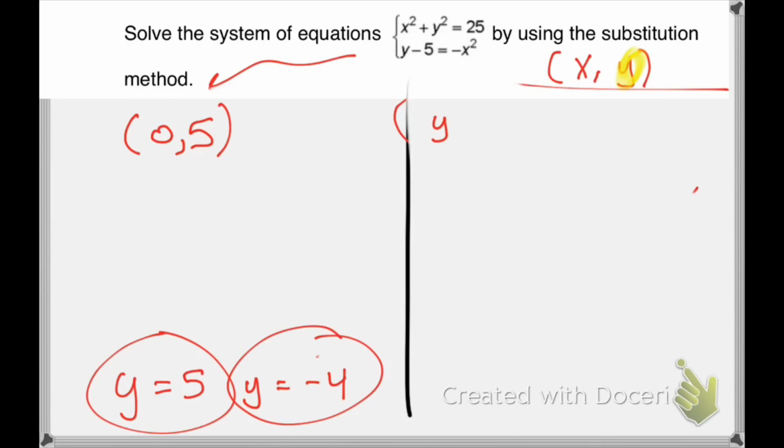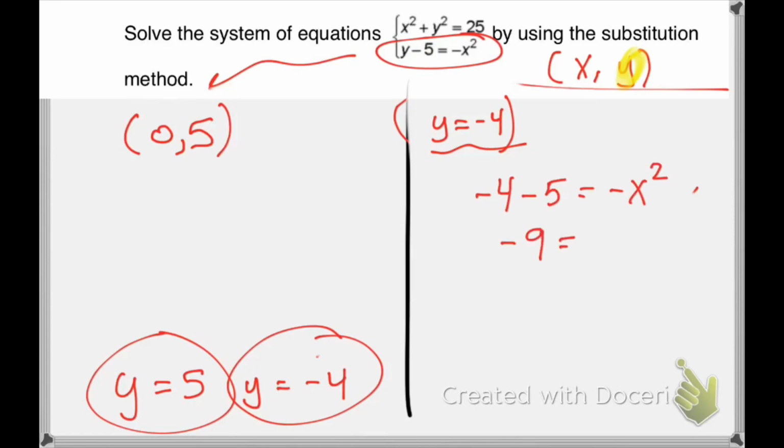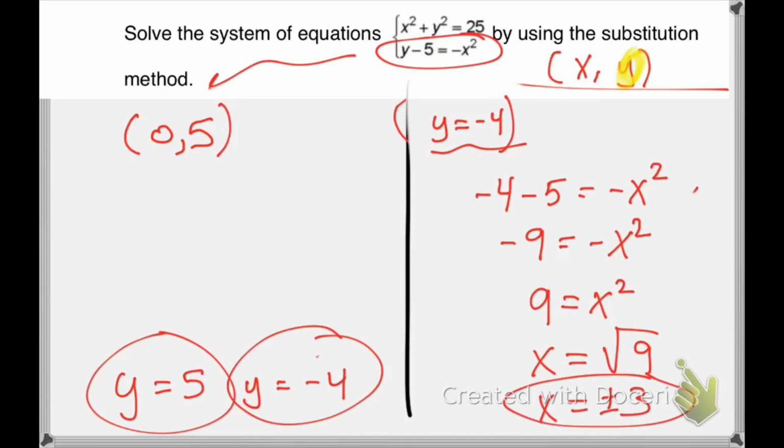So if y equals negative 4, let's plug this into, I'm going to use this equation again. Negative 4 minus 5 equals negative x squared. Negative 9 equals negative x squared. I have a negative on both sides, so multiply both sides by a negative. I get 9 is equal to x squared. Square root both sides. I get x is equal to the square root of 9. So x equals plus or minus 3. Now that plus or minus is important. You have to have plus or minus because negative 3 times negative 3 is positive 9.